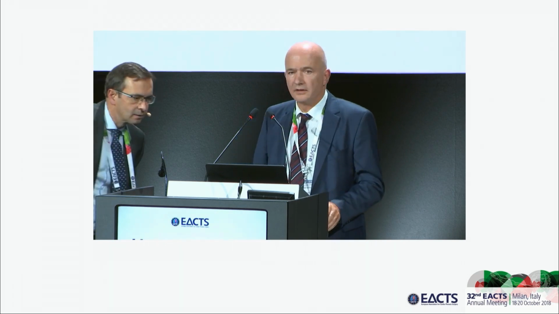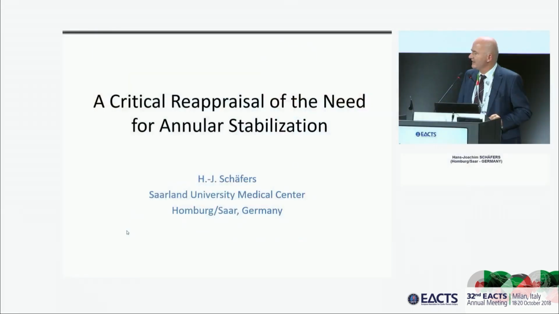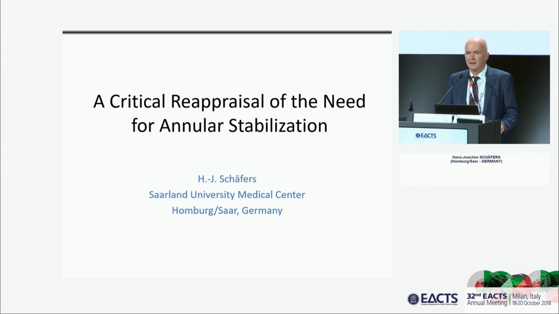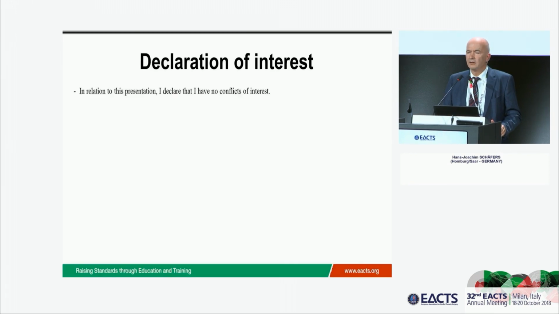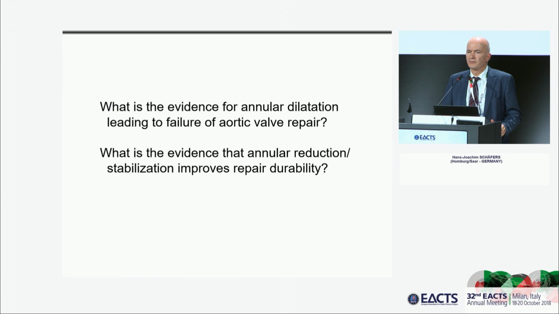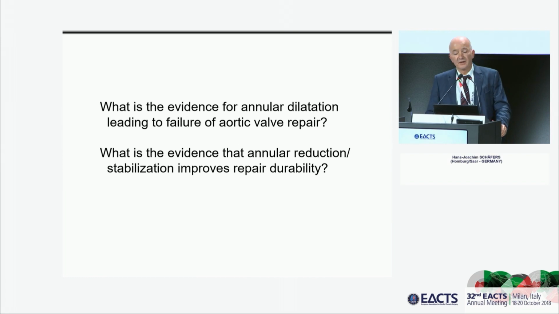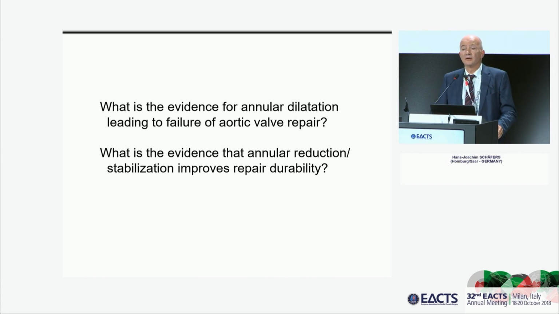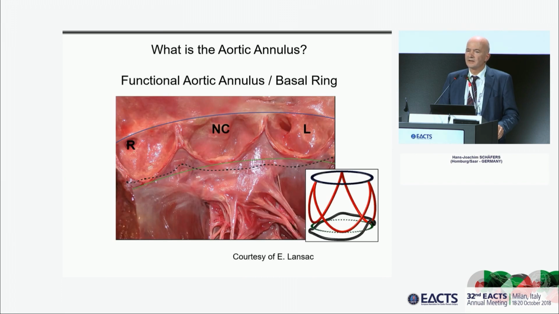You've heard annuloplasty so much here, and it seems everything is clear. It's like in the mitral valve, we believe annular dilatation is a problem, and we have to do something, and we can all go home. Let me simply utter a word of caution. I would like to go through two thoughts. What is the evidence for annular dilatation leading to failure of aortic valve repair? And second, what is the evidence that annular reduction or stabilization improves repair durability? And I can tell you already, the answer is not as clear as you may believe.